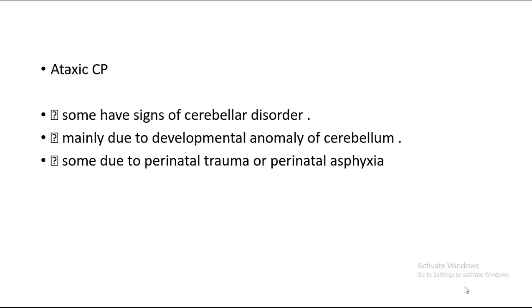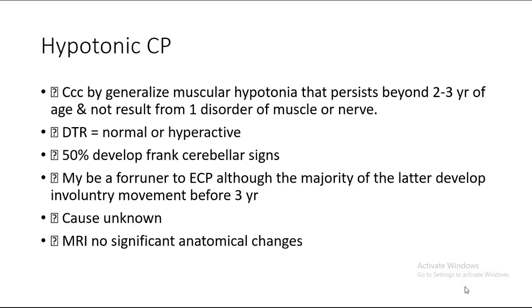Ataxic type of cerebral palsy is due to insult of the cerebellum. It could be due to trauma or perinatal asphyxia. There is developmental anomaly of the cerebellum, and it shows signs of cerebellar dysfunction. The hypotonic type is mainly due to muscle problem. There is hypotonia, which persists beyond 2 to 3 years of age. This is very important to differentiate it from the initial phase of dyskinetic cerebral palsy.